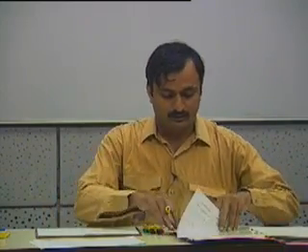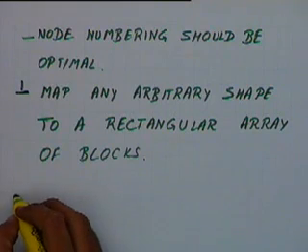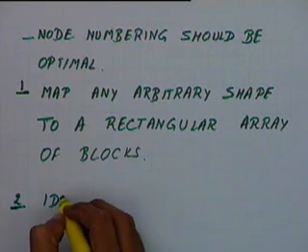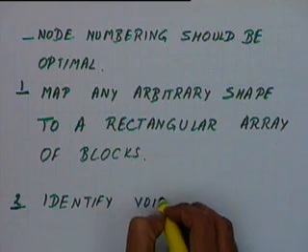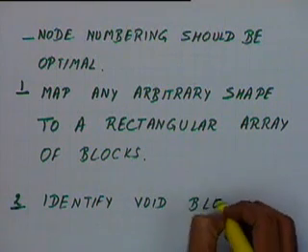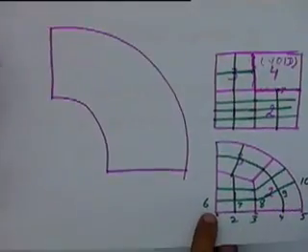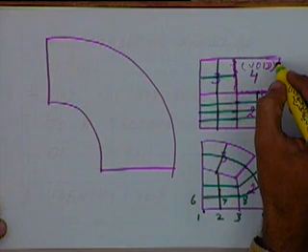Then after this, let's say the first step, after this we have to identify void blocks. Like in this case we said that this block 4 is going to be a void block.